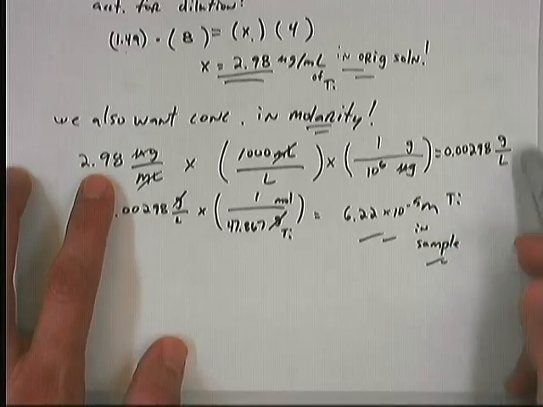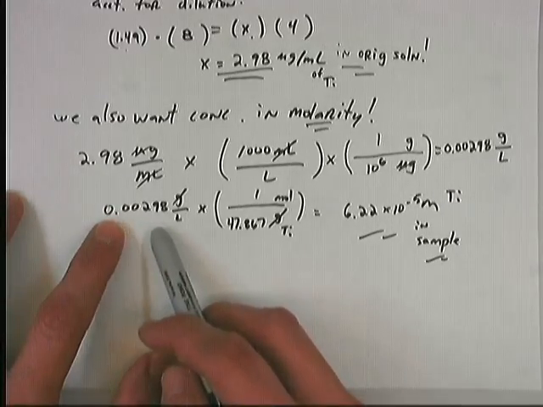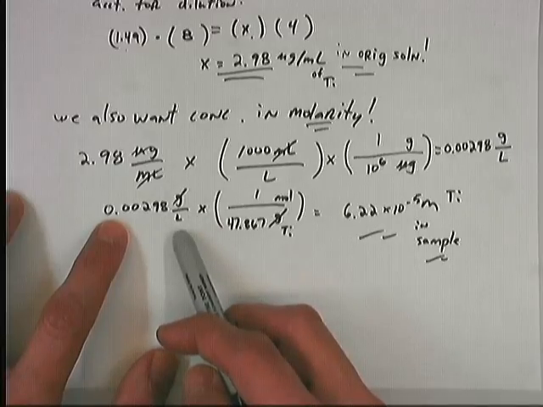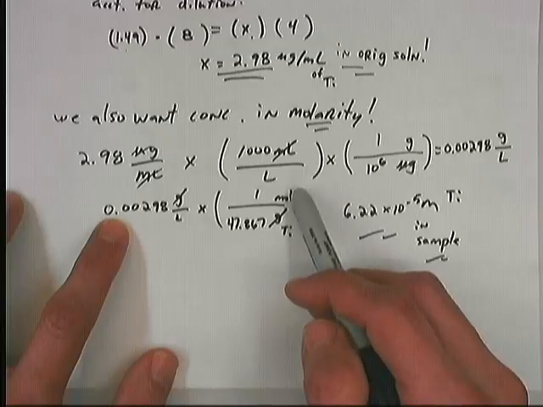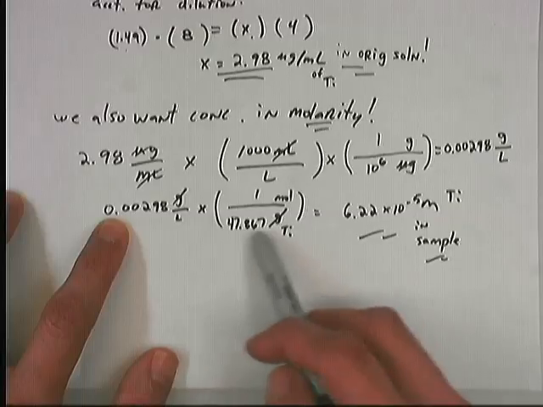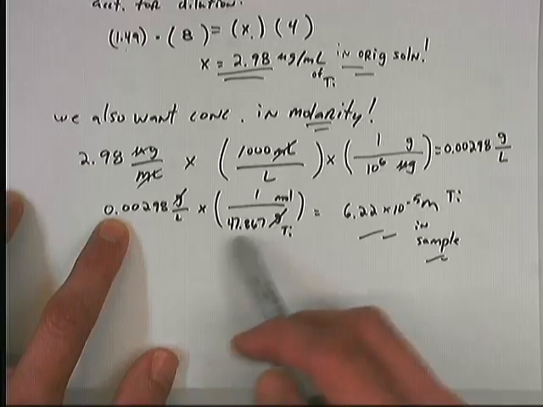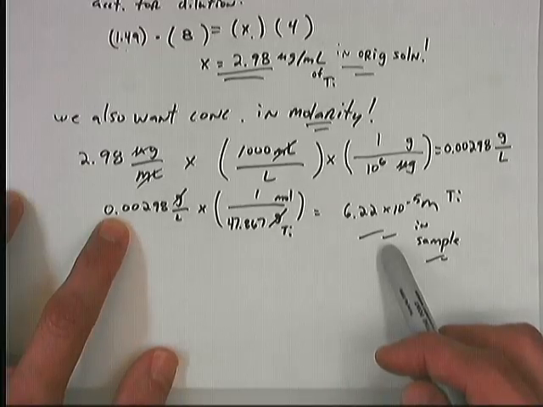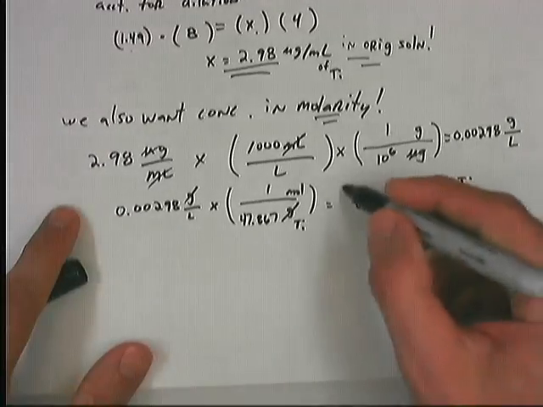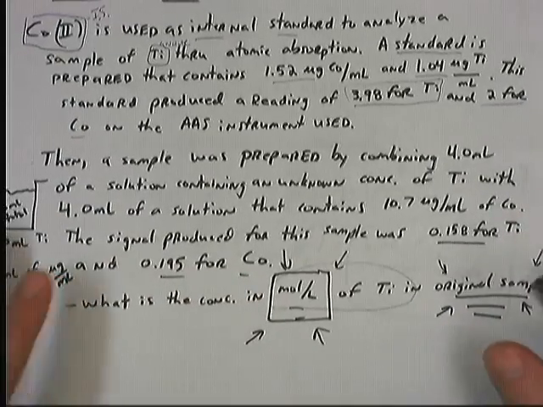of solution. Okay, so I've changed my units, and then in the last step of the conversion, I take the 0.00298 grams per liter and I convert to molarity. The way that I do that is I know that one mole is equivalent to 47.867 grams of titanium. Where did I get this number from? It wasn't in the problem. That's from the periodic table of the elements, okay? It's just the molar mass of titanium. So I divide by that, find the final concentration or the molarity of titanium in the original sample was 6.22 times 10 to the minus 5 moles per liter. That then becomes my answer to my original sample problem, okay?